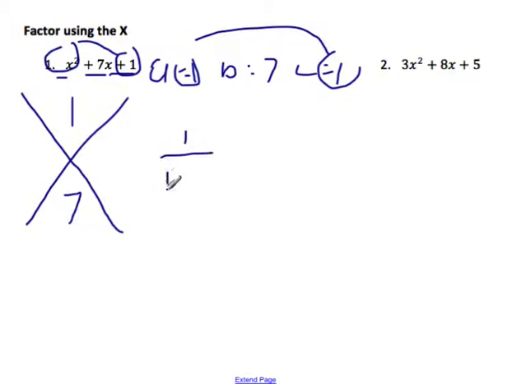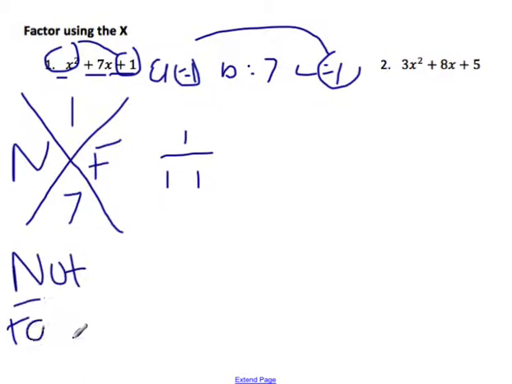Well, let's take a look at these. The only things that multiply to 1 are 1 and 1. Well, 1 plus 1 is never going to add to 7, so this is one of those that we're going to write NF. NF means not factorable. So if something doesn't work out, if we can't get the x to work, then we say it's not factorable. And it would help if I could spell right.